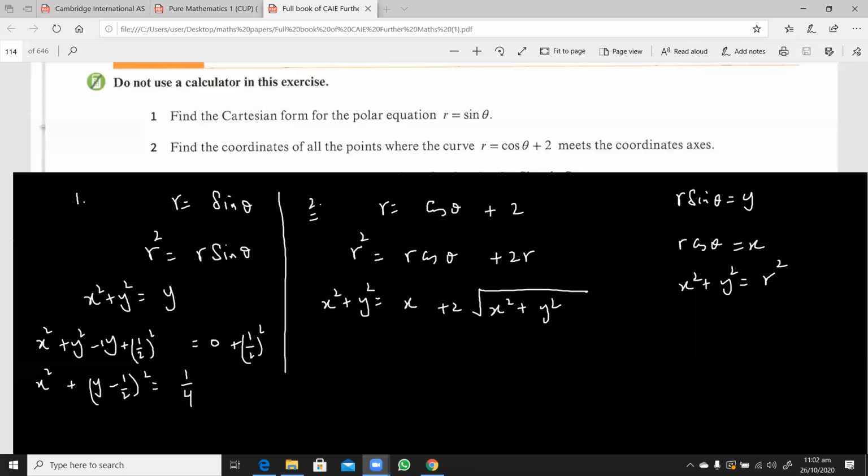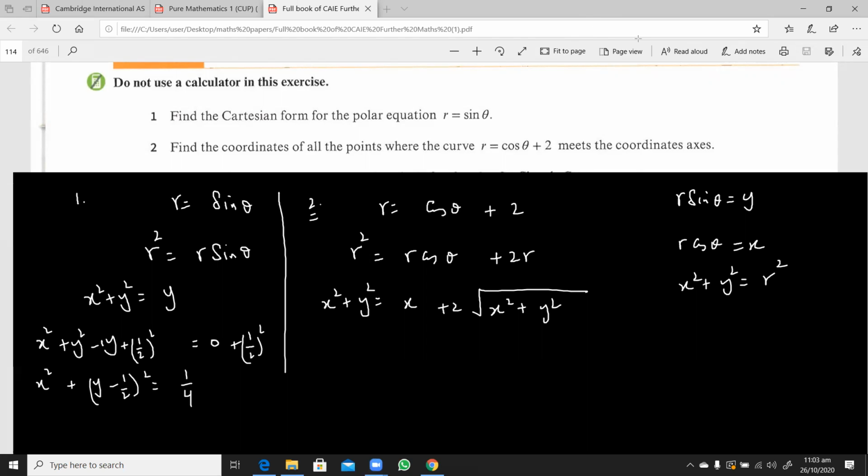Okay. This second question, in this video, I'll first be telling you how to sketch these curves. In the previous video, we were changing the polar form into the Cartesian form, and by mistake, I changed this into the Cartesian form. The question was actually that we had to find the coordinates of all the points where your curve meets the coordinate axis. Okay. So let me tell you how to do that.